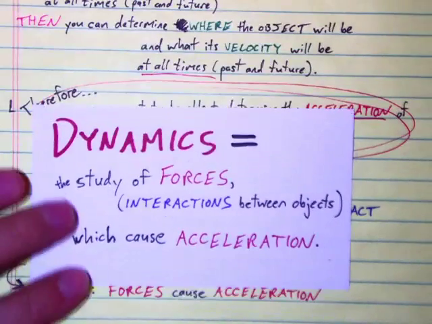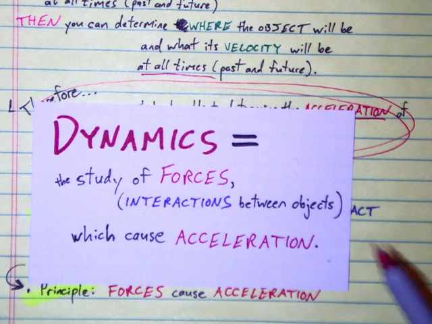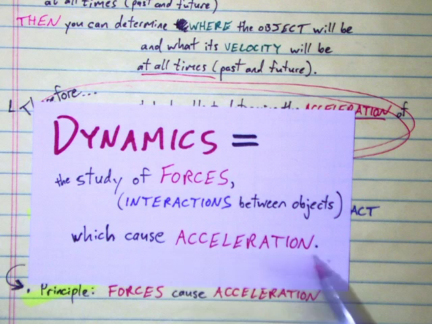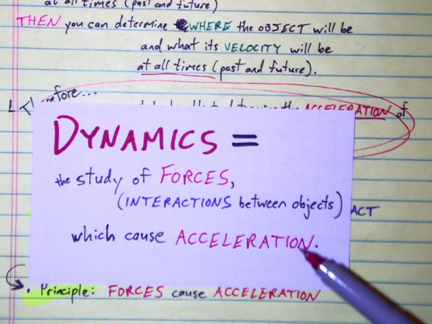And we can sort of summarize the whole thing like this. Dynamics is going to be the study of forces, which are interactions between objects, and those forces cause acceleration. And if we know acceleration from kinematics, then we can figure out position and velocity.